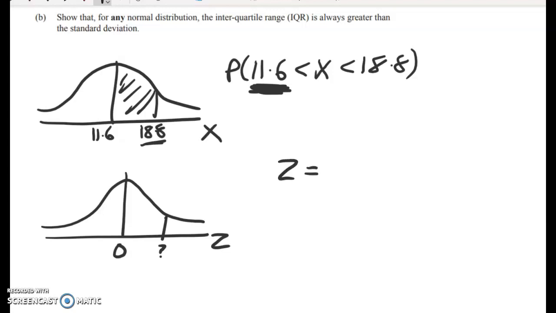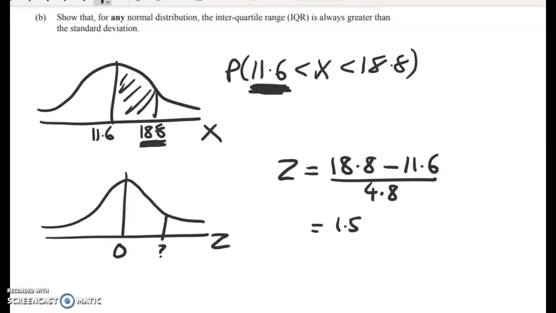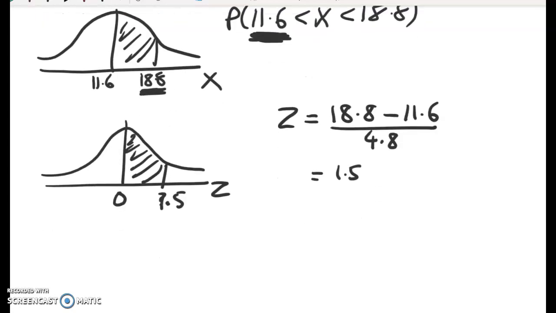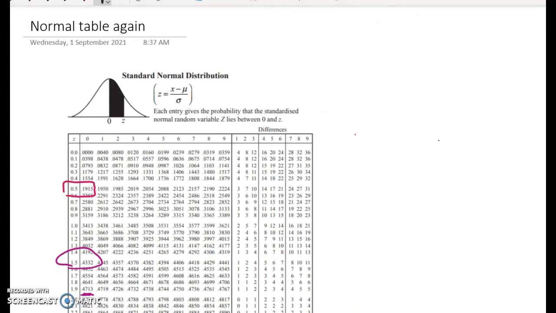So remember, the Z value tells us how many standard deviations above the mean we are. So here, 18.8 minus 11.6 divided by 4.8 is 1.5. Okay, so intuitively, when we're up at 18.8 degrees, that's 1.5 standard deviations above the mean. And this is set up in exactly the right way for my tables. So the probability that Z is between 0 and 1.5 is what we have to go and look up in the table.